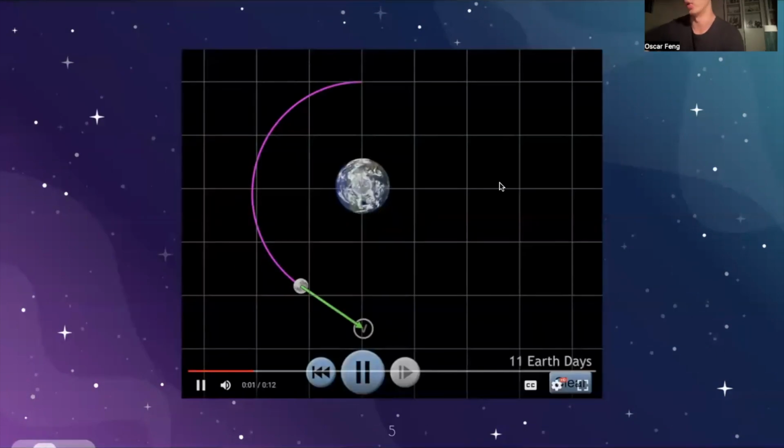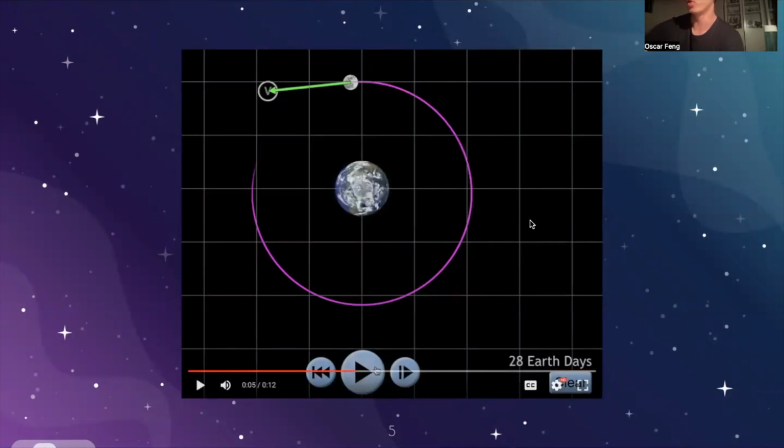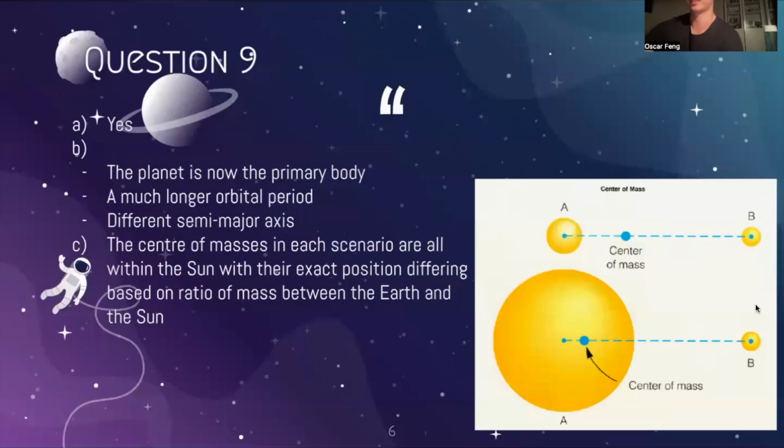I want you to pay attention to the Earth in the simulation. Do you notice any movement? Upon initial observation, it appears that a planet stays stationary while the Moon orbits around it. However, upon closer examination, the Earth is indeed moving around the center of mass relative to a static observer. This is made even more evident as we increase the speed of the simulation.